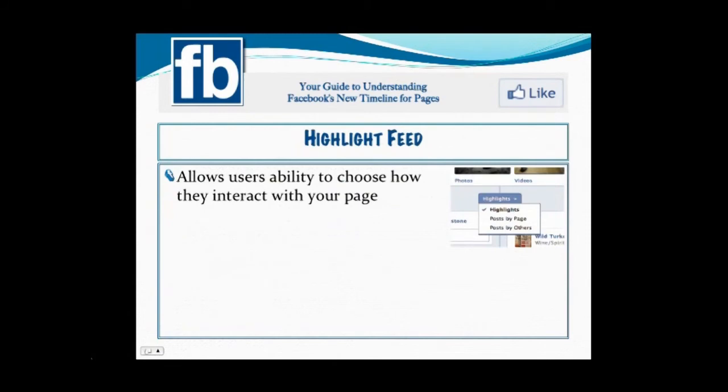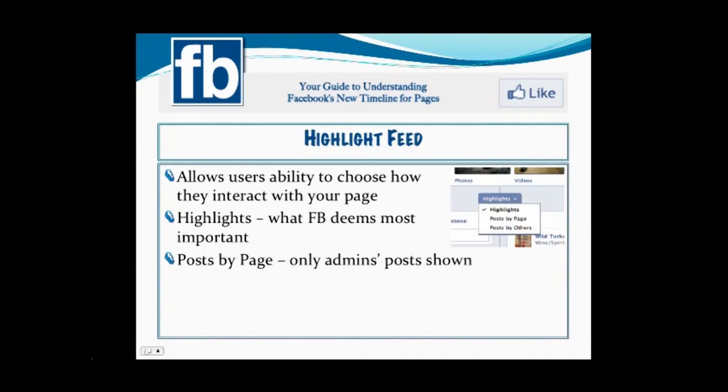Your highlight feed is in the center of the page, and it allows users to choose how they want to interact with your page. So they can see just highlights, which is something that Facebook has deemed to be the most important. Basically, whatever Facebook thinks is most relevant to your fans will show up first. Otherwise, you can choose posts by page, which means all you will see is what the page itself or the admins have posted on the page.